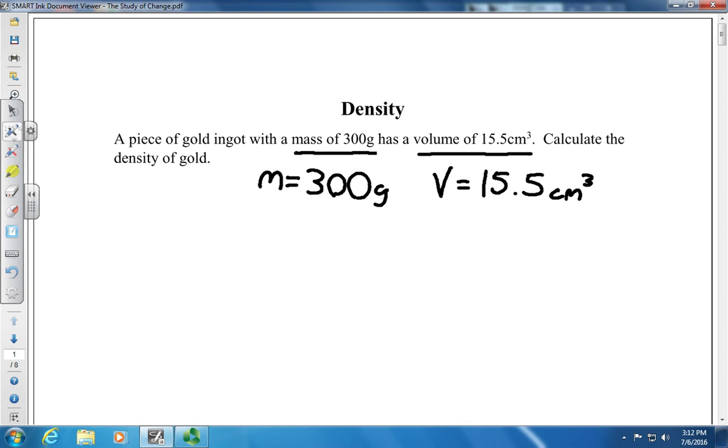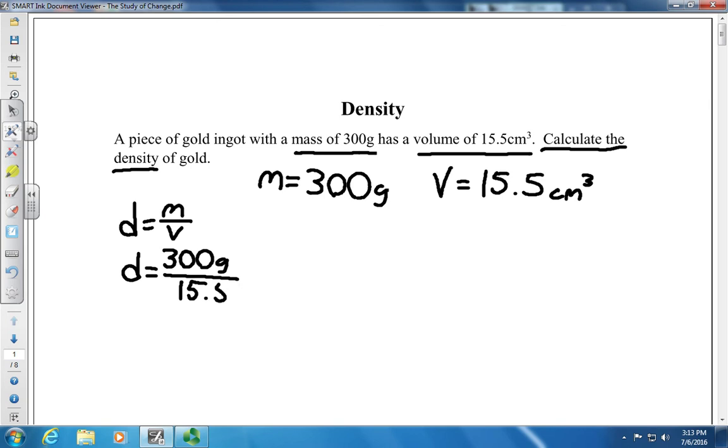So going back to our equation, density is equal to mass over volume. We find that we actually do need density. That is what is being sought. Calculate the density. So we simply plug in our values to get our density. Density is equal to 300 grams over 15.5 cubic centimeters.